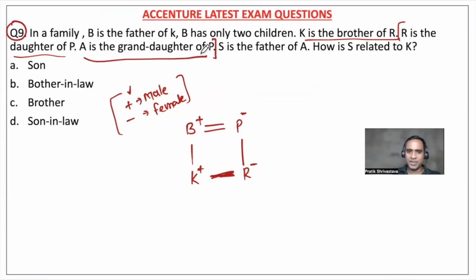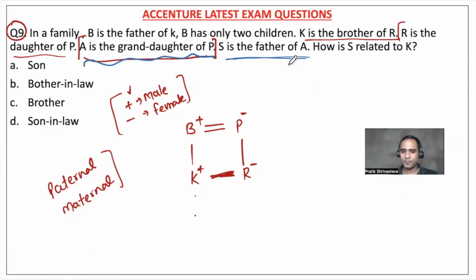A is the granddaughter of P. Now A is the granddaughter of P, so A can be daughter of K, or A can be daughter of R. They have not told paternal granddaughter or maternal granddaughter. So in that case, what we will do, we will hold it for some time. So we have held it here. Okay, this one. S is the father of A. So S is the father of A. Now, okay. So definitely R would have married S, and S is the father of A. Because here K is the father, then the other will be nothing but the mother. So this is the only possibility.